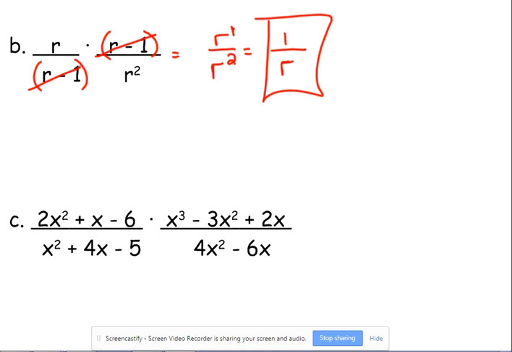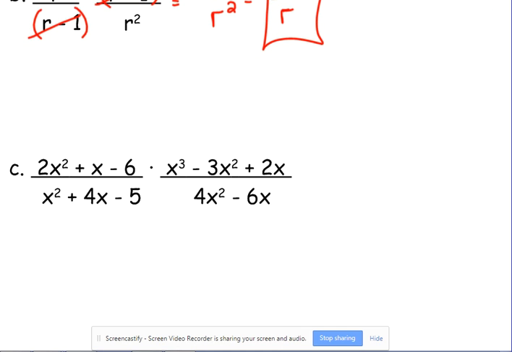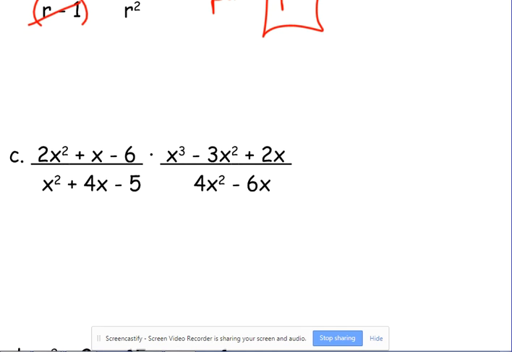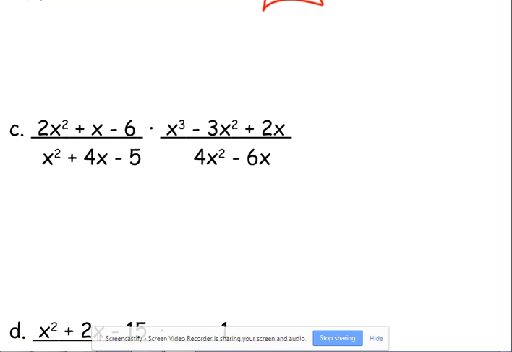All right, so those were pretty boring. Let's do one where we actually have to do some factoring. Give you a second to write that down, and then we'll jump into it. 2x squared plus x minus 6 over x squared plus 4x minus 5 times x cubed minus 3x squared plus 2x over 4x squared minus 6x.